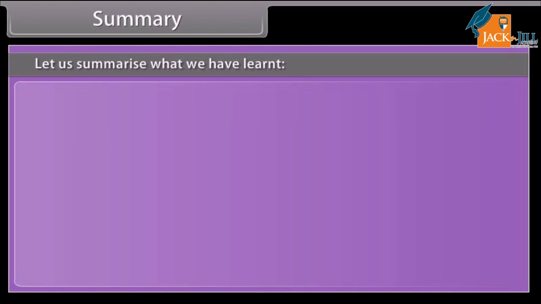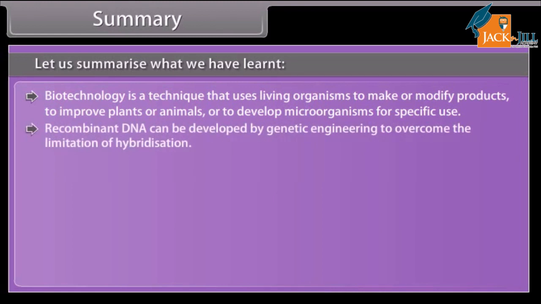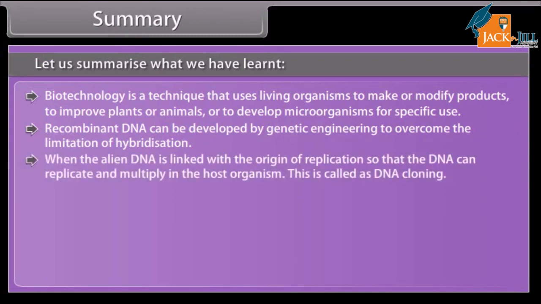Summary. Let us summarize what we have learned. Biotechnology is a technique that uses living organisms to make or modify products to improve plants or animals or to develop microorganisms for a specific use. Recombinant DNA can be developed by genetic engineering to overcome the limitation of hybridization. When the alien DNA is linked with the origin of replication so that the DNA can replicate and multiply in the host organism, this is called DNA cloning.